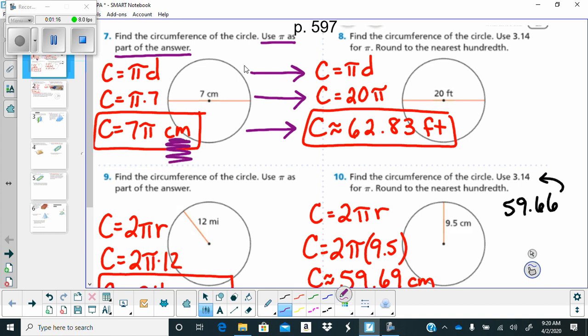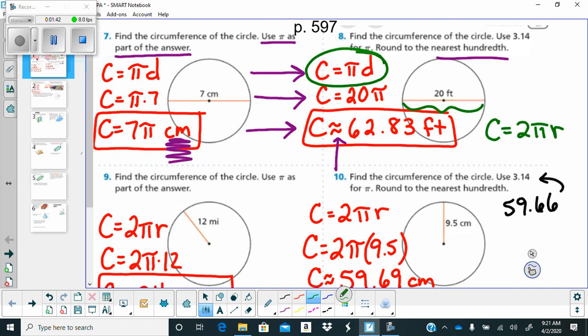On number 8, why did I just do that? It's because I rounded. So this is an approximation, and it does say round to the nearest hundredth. I also noticed that I used the formula C equals pi d because they gave me the diameter. I could have used C equals 2 pi r, which would be kind of extra steps, but I would know that if the diameter was 20, the radius would be 10, and I could actually do it that way. So I wouldn't want to, but that's one way we could do it.